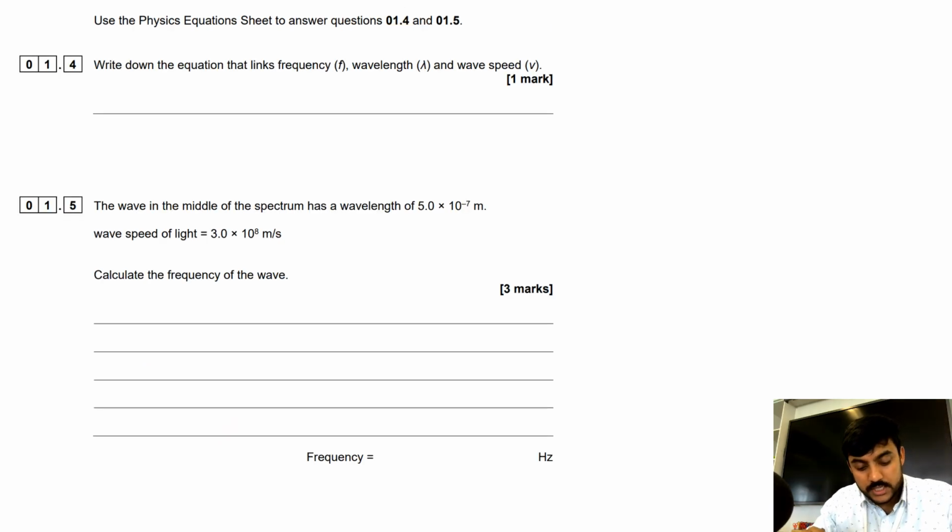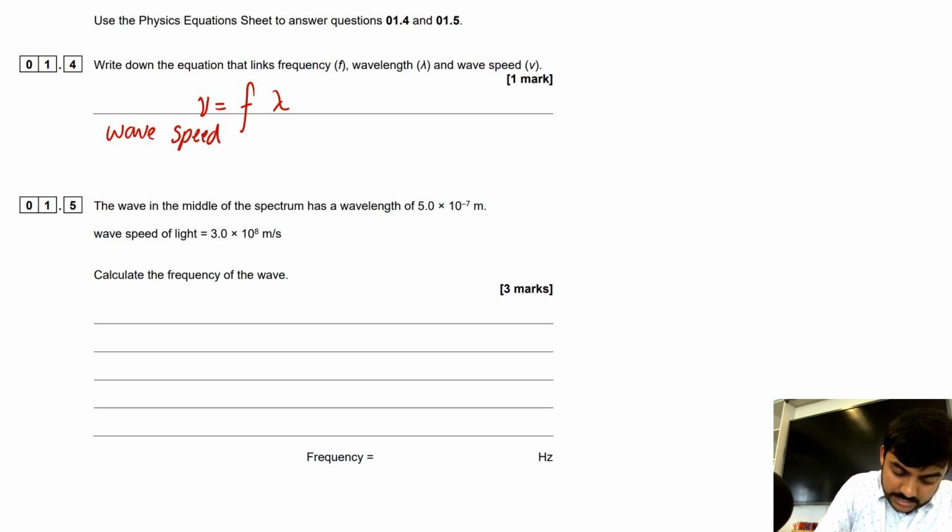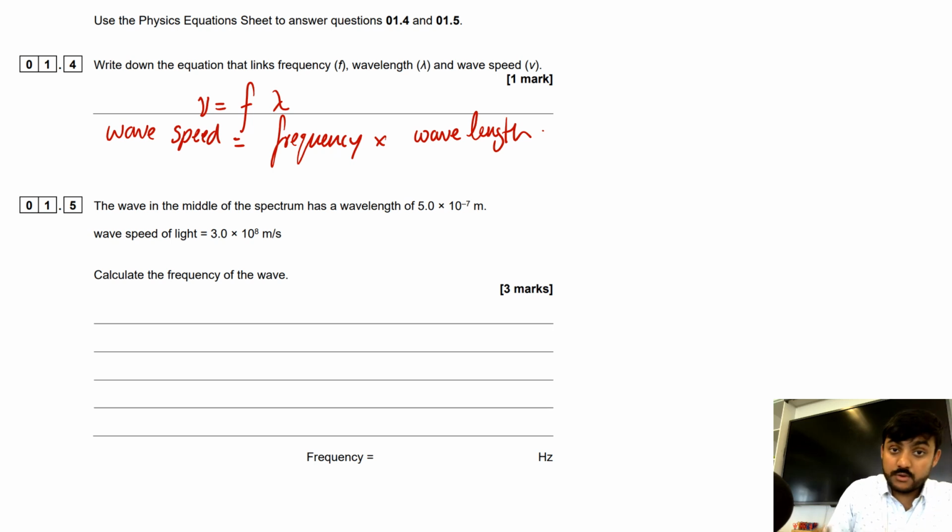Use the physics equation sheet to answer the questions in 1.4 and 1.5. Write down the equation that links frequency, wavelength, and wave speed. It is V equals f lambda, or wave speed equals frequency times wavelength. Things to remember here are that wave speed is measured in meters per second, just like any other speed. Frequency is measured in hertz, and wavelength is measured in meters.